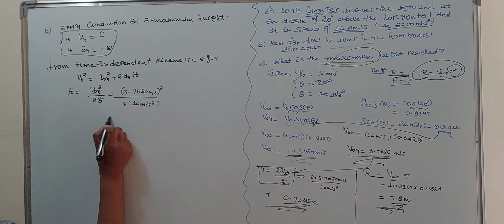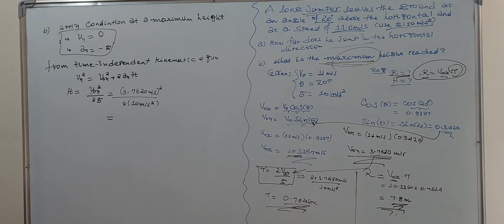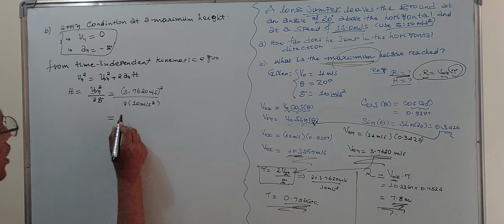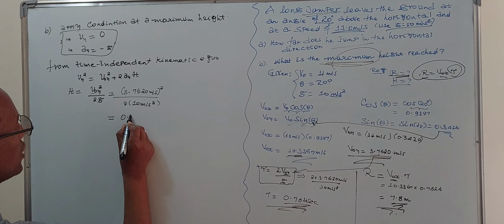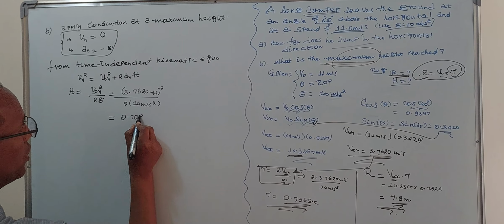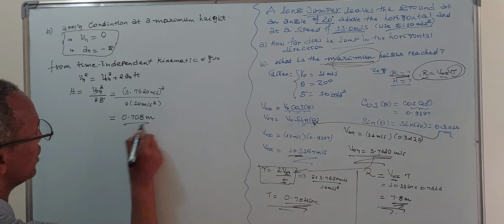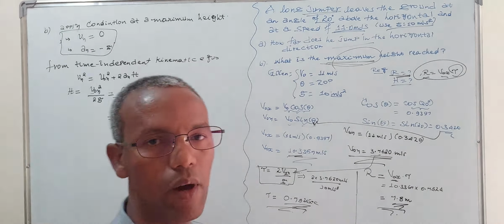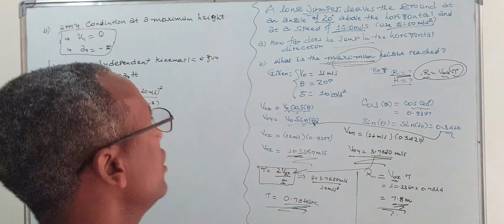You can calculate this by yourself. I just wanted to put the answer, which you will get as 0.708 meter. This is the maximum height of the jumper.